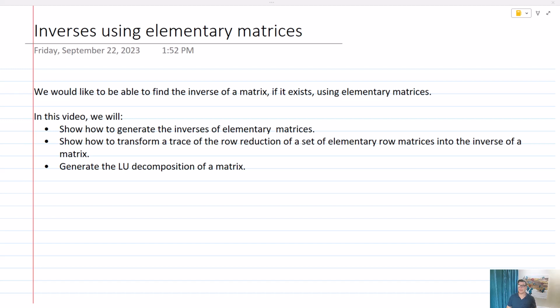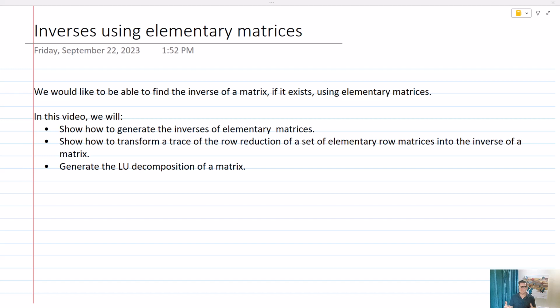So in this video, what we're going to do is generate an inverse of a matrix using elementary matrices. It's really handy to be able to do this. The other thing that we're going to be doing is generating an LU decomposition of a matrix. And in order to do that, we're going to show you how we transform a trace of the row reduction of a set of elementary row matrices into the inverse of a matrix.